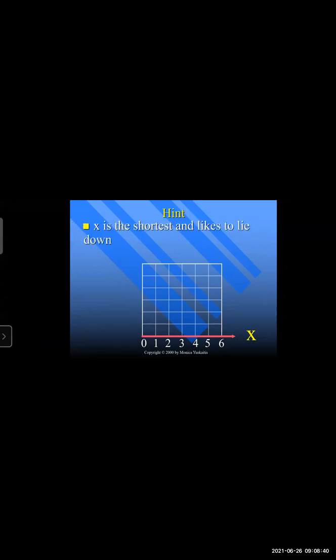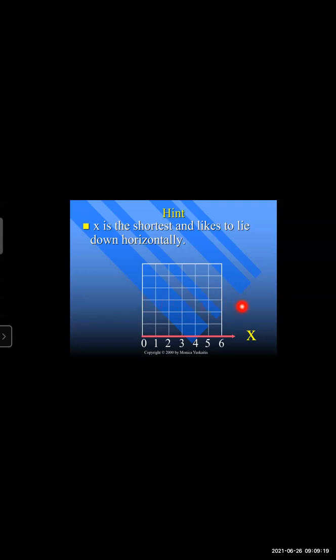So x is the shortest and likes to lie down horizontally. The x coordinate lies horizontally. Horizontally means, as we see in the second slide, when we draw two lines, the common point is the center, the origin. When we move towards the right side, we get a positive value. On the left side, we get a negative value. So x is the shortest distance and likes to lie down horizontally.